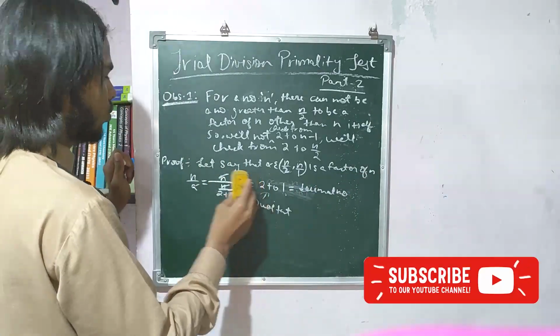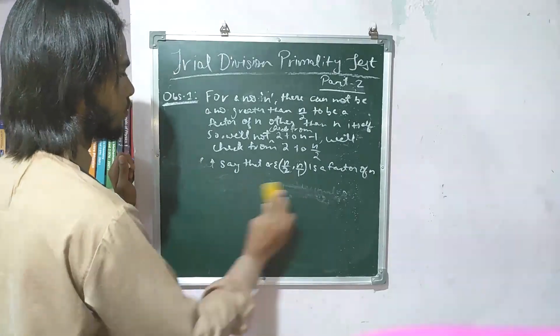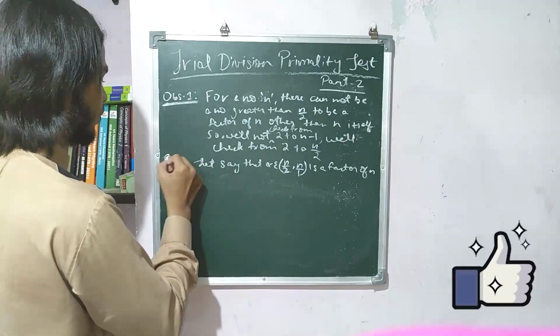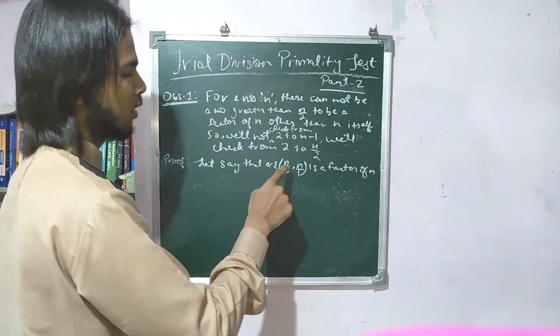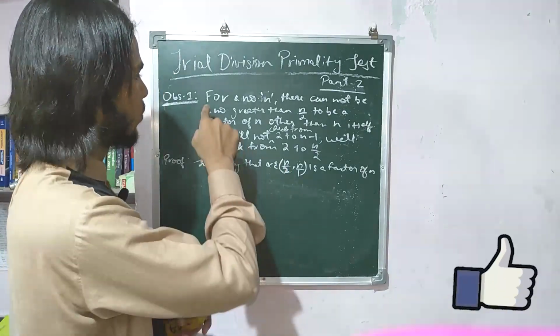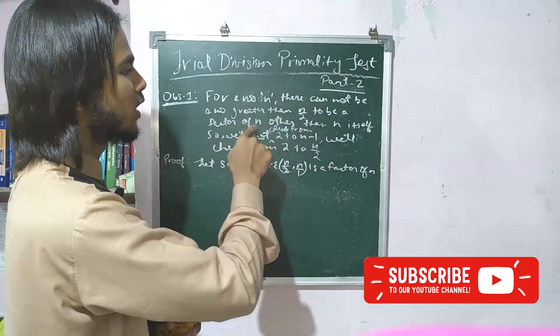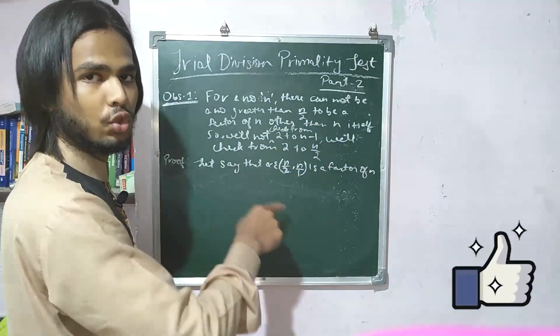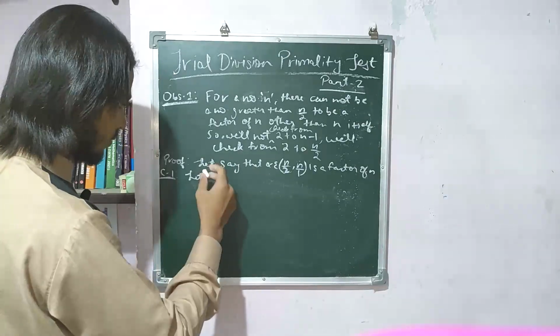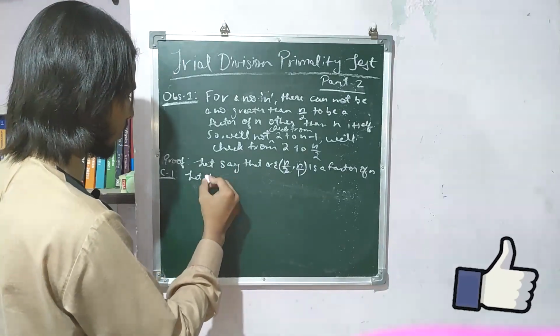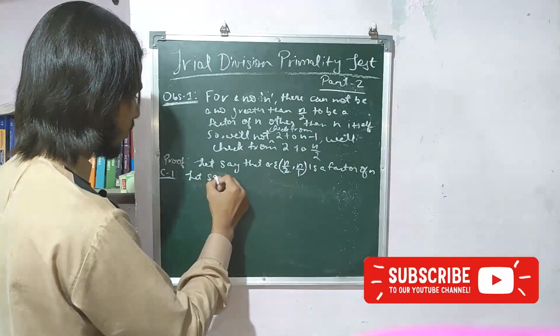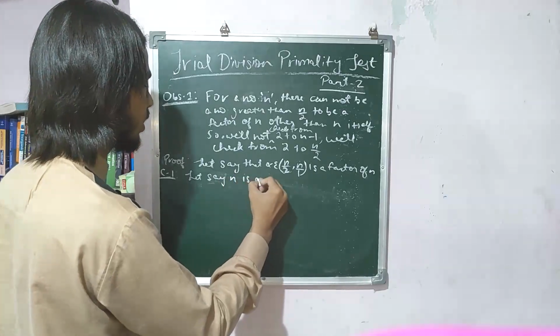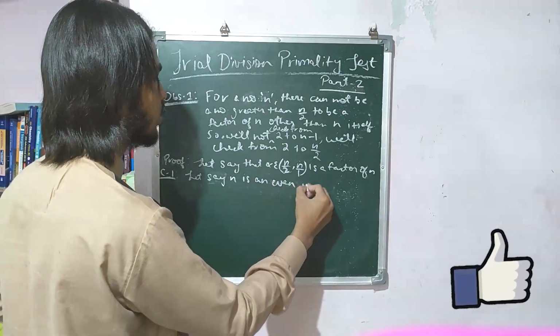So our assumption is wrong. So I have shown you that for a number n, there cannot be a number greater than n by 2 to be a factor of n other than n itself. I have shown you here. Let's say that n is an even number.